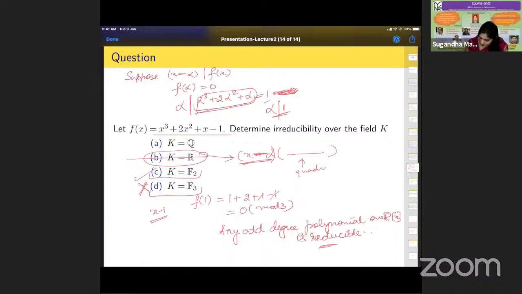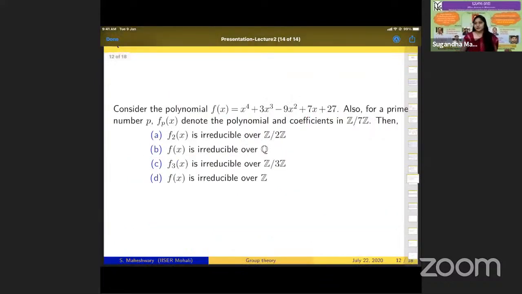So you just look for the divisors of 1, which are plus and minus 1, and then you can substitute to see whether f of 1 is 0, whether f of minus 1 is 0. So this is 1 plus 2 plus 1 minus 1, which is clearly not 0. F of minus 1 is minus 1 plus 2 minus 1 minus 1, which is again not 0. So that means it is irreducible over Q. Okay, so your answer is A and C. All right, with that, I move on to the next question now.